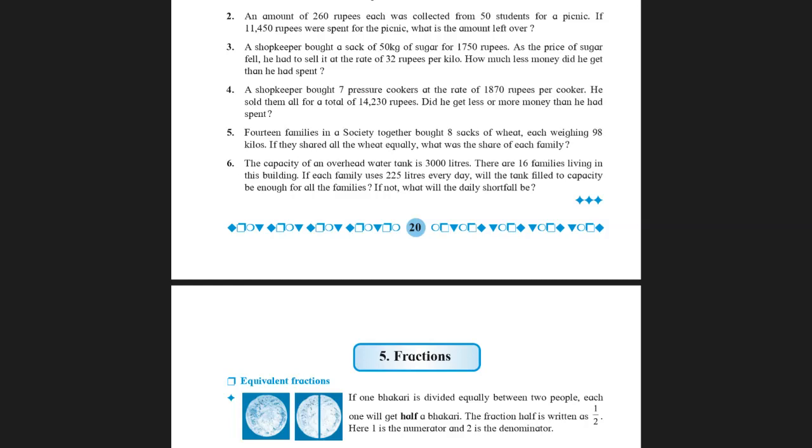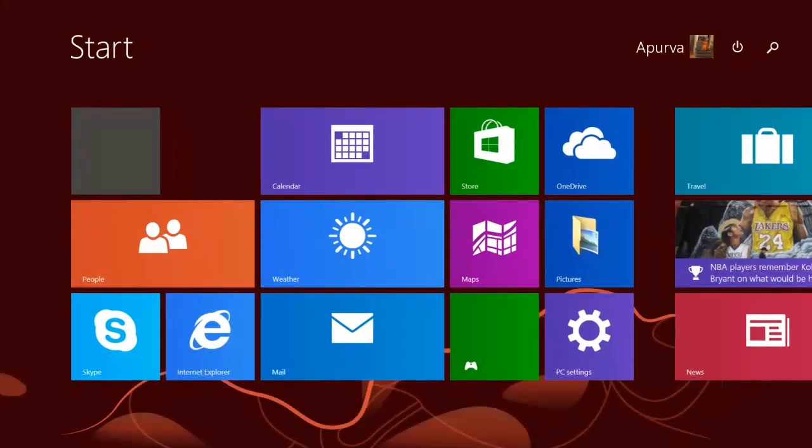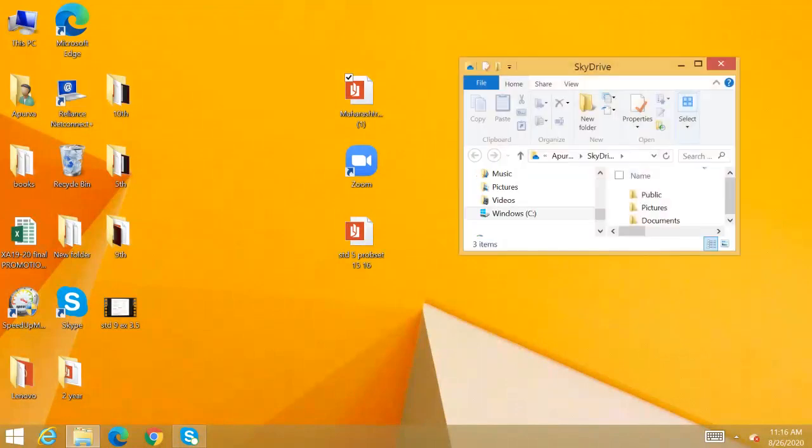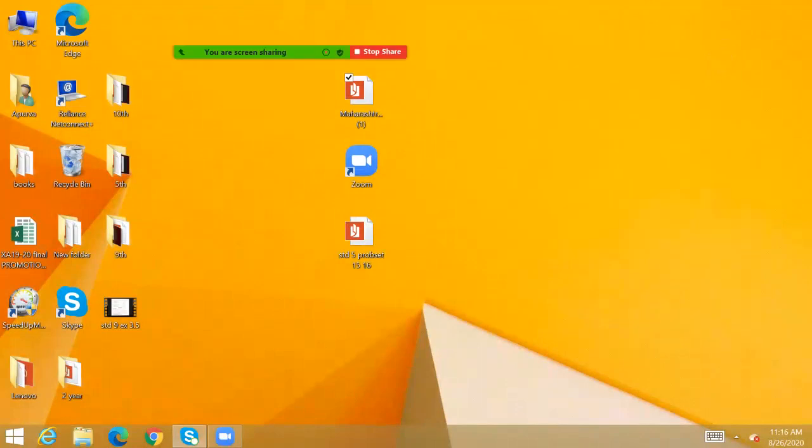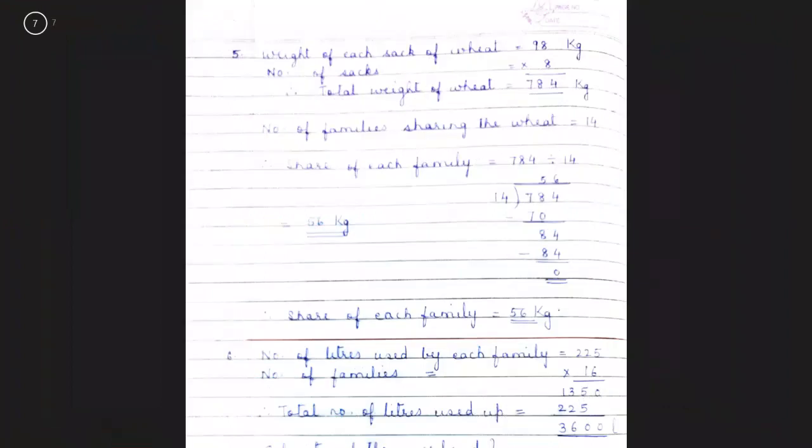Now, what was the share of each family? How many families? 14. So this, when you multiply, the answer that you get should be divided by 14. So you will get how much did each family get.